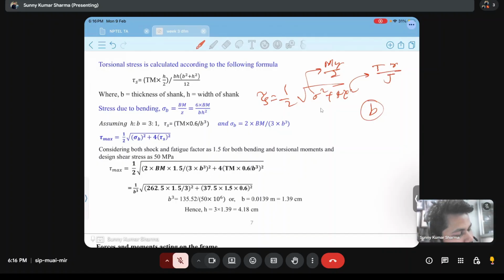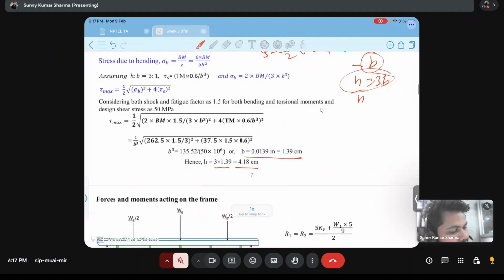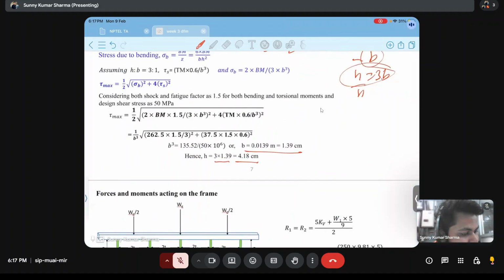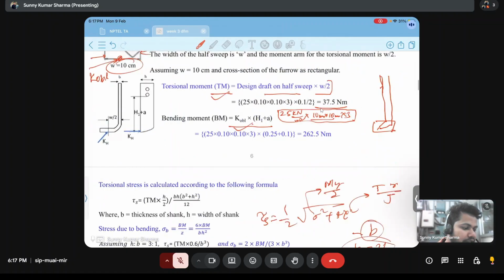So everything will become in terms of b and h, and when we put h as 3b, we will get everything. In this equation only b will be unknown. From there we can calculate b, and in this case it is coming as 1.39 centimeter. So h will be 3 into 1.39, that is 4.18 centimeter. So this was the design of shank, in case of both full sweep and half sweep type blade.